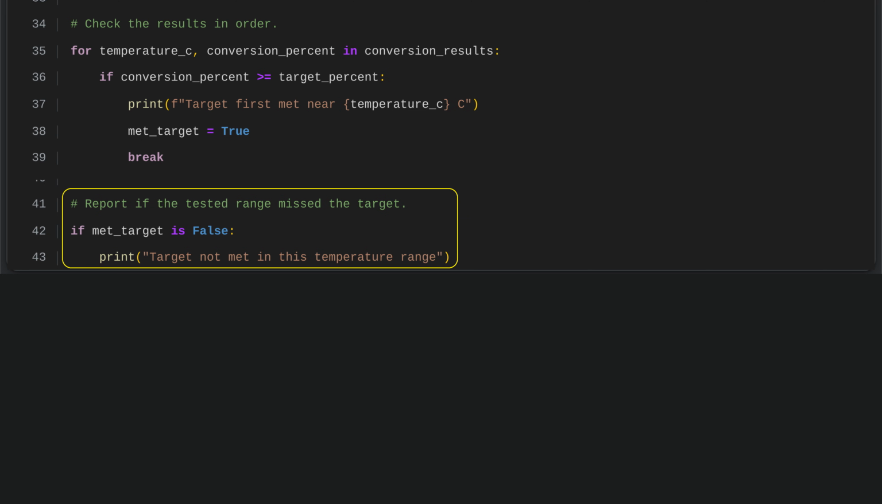The code checks whether the target conversion was reached anywhere in the tested temperature range. It tracks this with a Boolean flag, and if the flag remains false, it means no tested temperature met or exceeded the target. The code then reports that the target was not achieved, giving feedback on the temperature sweep's effectiveness.